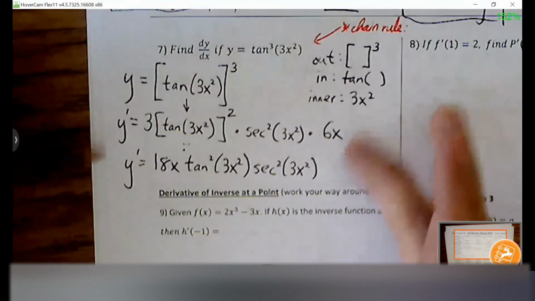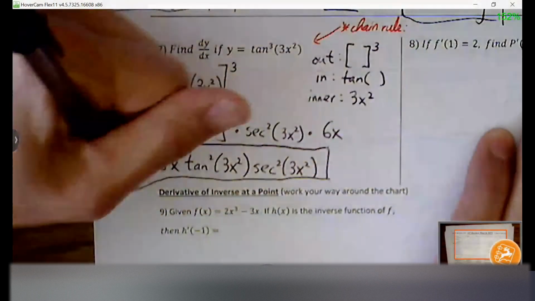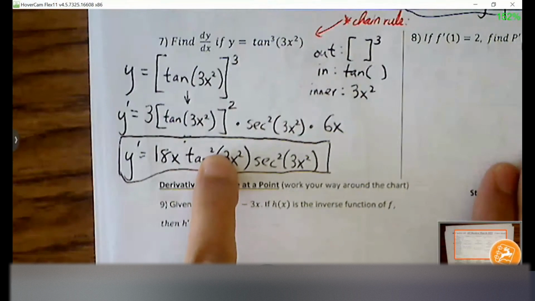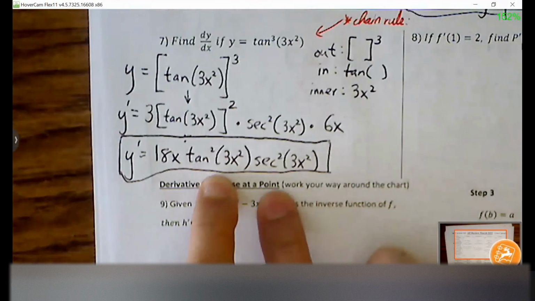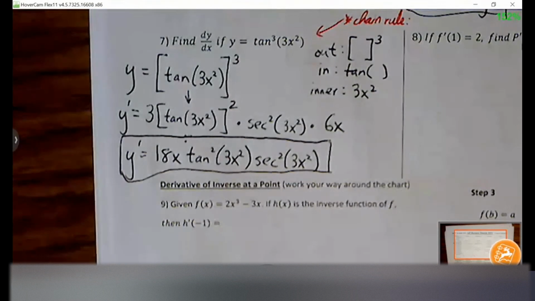So this top form is fine, but if this is a multiple choice question, your answer choice will look like this. It'll bring that exponent back into the shorthand form. Okay, any questions here?